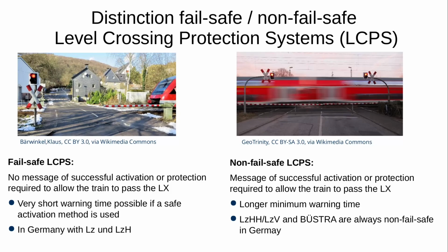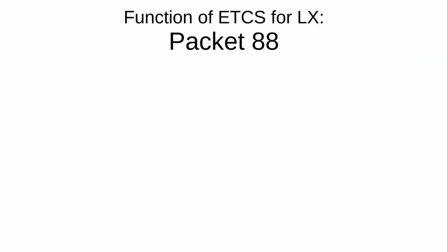Non-fail-safe LCPSs must either report that they are activated or that the level crossing is protected before a train can be allowed to pass the level crossing. For example, it can be necessary that the level crossing is reported as cleared from road vehicles. Non-fail-safe LCPSs have longer warning times because the train has to be so far away from the level crossing at the time of activation that it is possible to bring the train to standstill in rear of the level crossing. In Germany, LCPSs equipped with full barriers and bystra, that's a connection of regular traffic lights, and a LCPS can only be realized non-fail-safe.